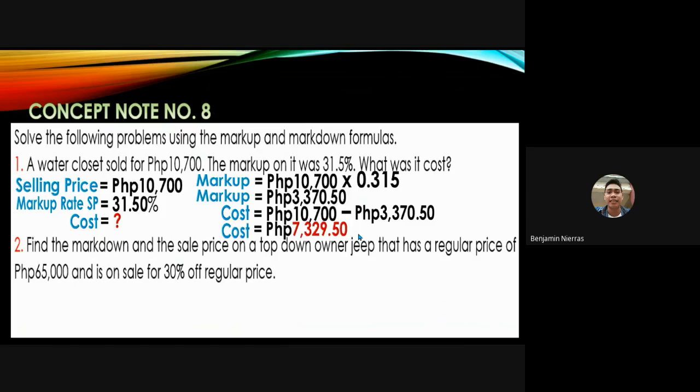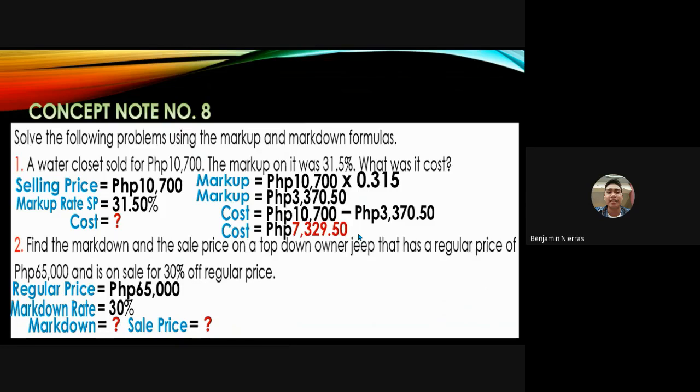Next, find the markdown and the sale price, o dalawang hinahanap. On a top-down owner jeep that has a regular price of 65,000 and on sale by 30% off. So markdown rate 30% from regular price. And we are looking for the markdown and the sale price. So before you get the sale price, look for the markdown. Markdown is simply the 30% of 65,000. So get the 30% of 65,000, then you will get 19,500 pesos as the markdown value.